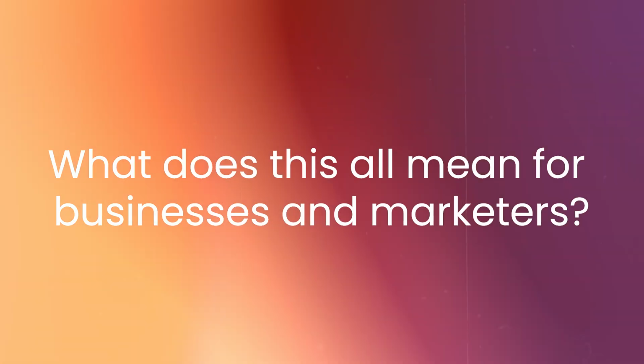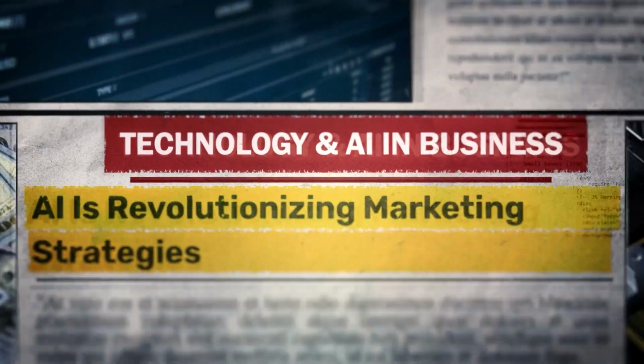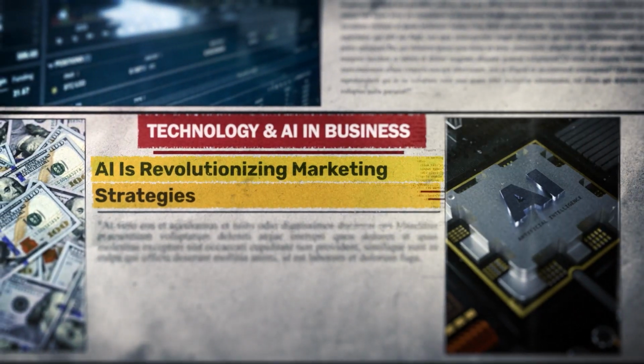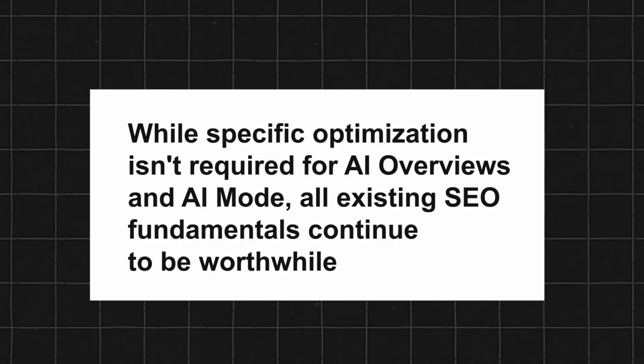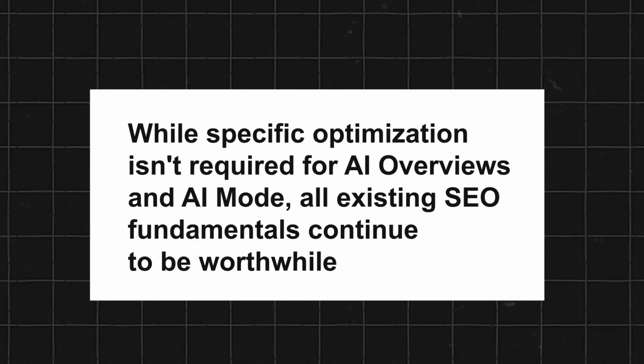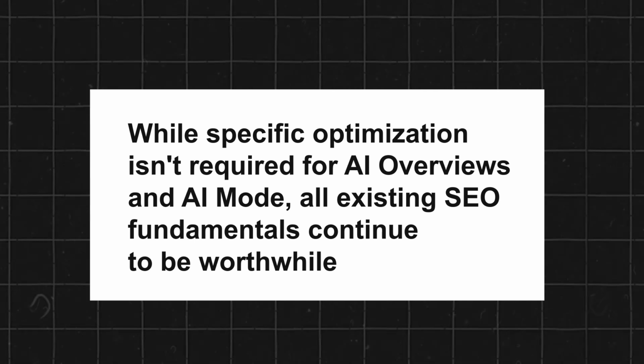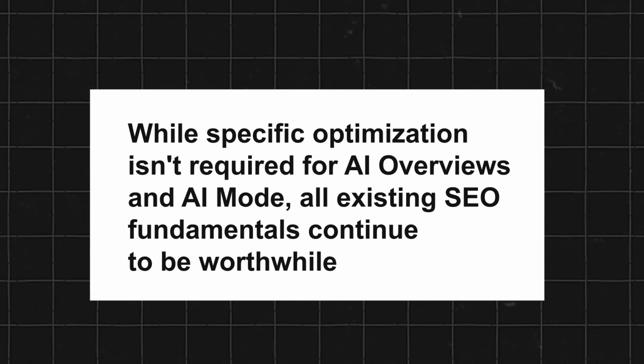So what does this all mean for businesses and marketers? For marketers and businesses, AI mode definitely presents a lot of challenges and perhaps some opportunities. For starters, according to Google Search Central, which is Google's official documentation, while specific optimization isn't required for AI overviews in AI mode, all existing SEO fundamentals continue to be worthwhile. So essentially, don't change anything. You don't have to optimize for anything.